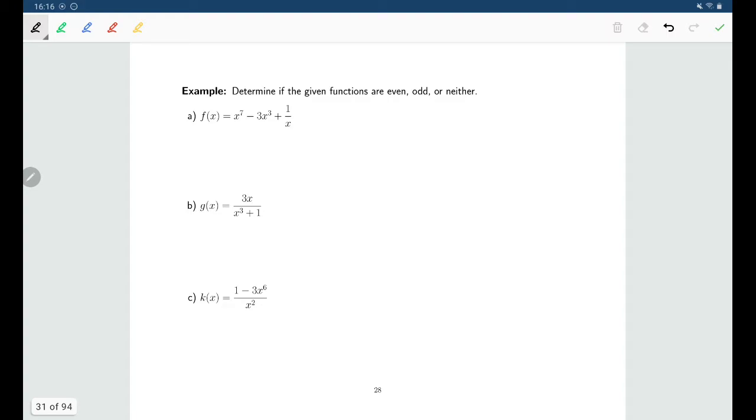So for all of these, I'll be doing them all the same way. I'll be replacing x with negative x and asking myself, do I get my original function? Do I get negative 1 times my original function? Or do I get something different? If I get my original function, it's even. If I get negative 1 times my original function, it's odd. If I get something else, then it's neither. Then it's not even and it's not odd.